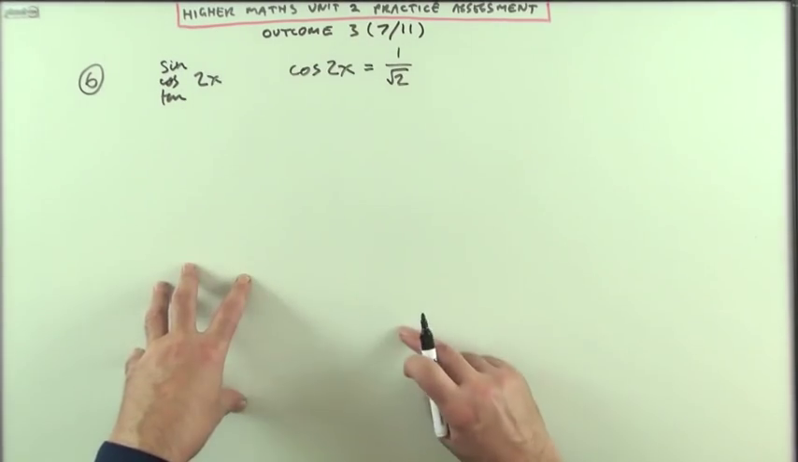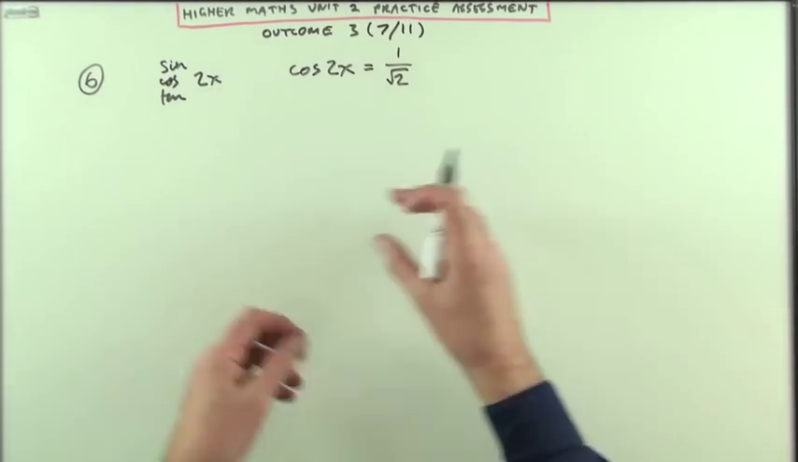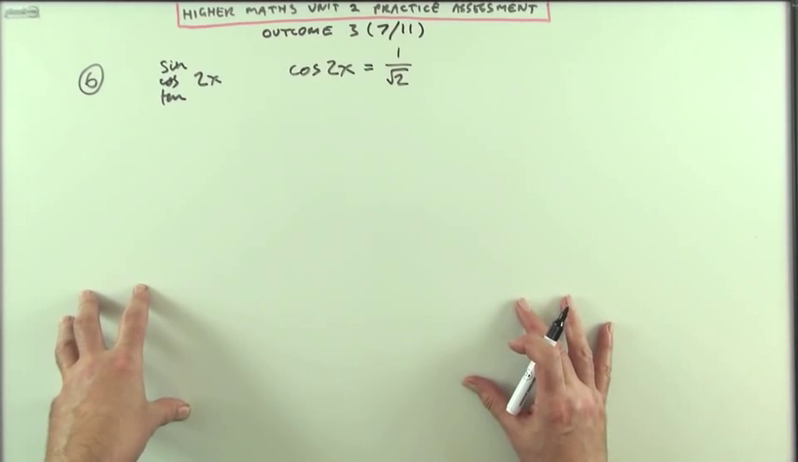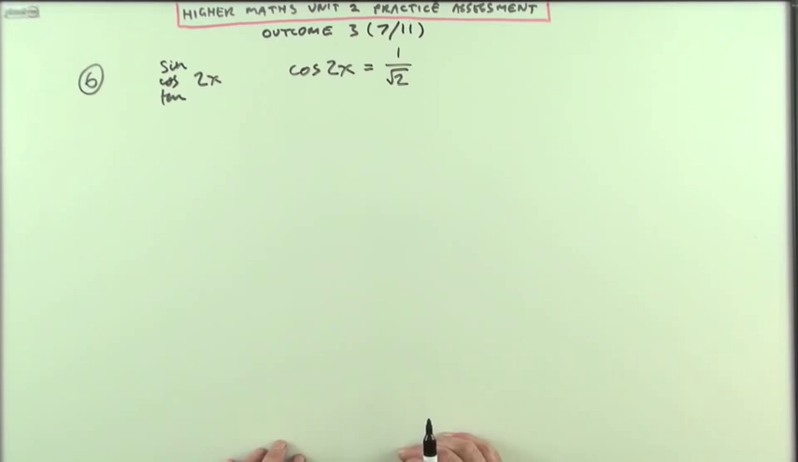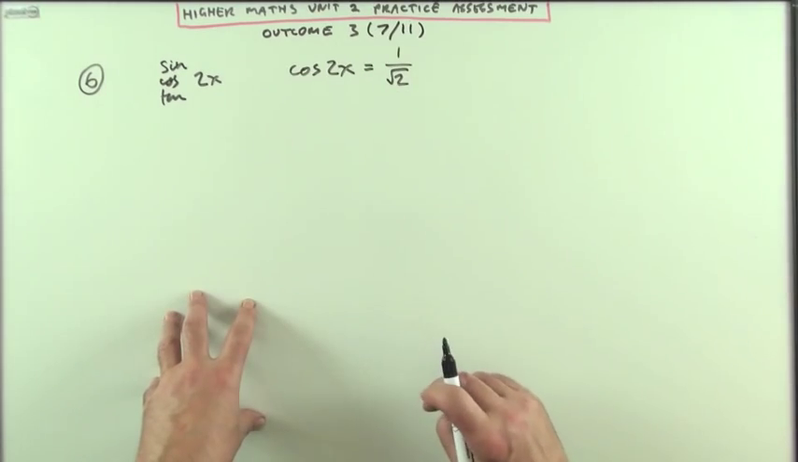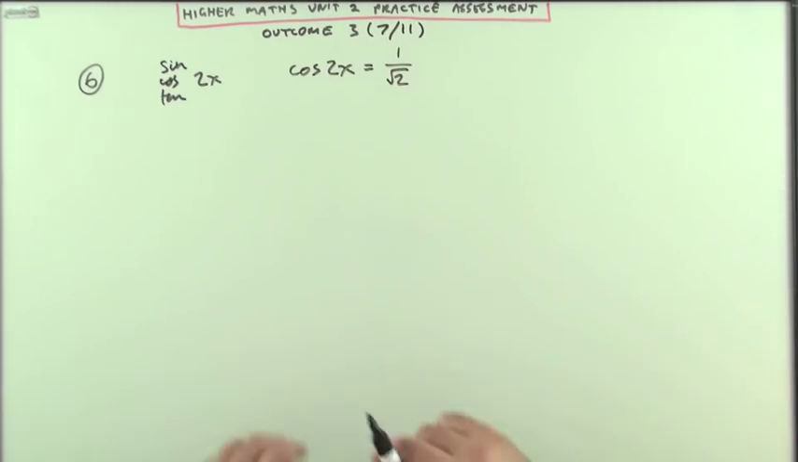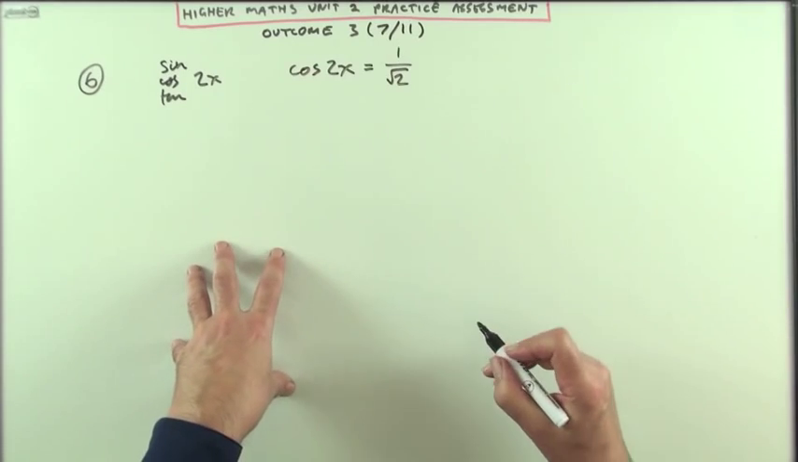Can you remember these? Certainly you can have that big table and try and remember the big table by rote, which isn't ideal, but if it works, that's fine. Or you could remember the triangles that generated them in the first place. I'll have to take time out just to remind you of those.